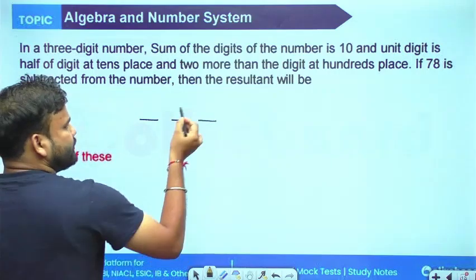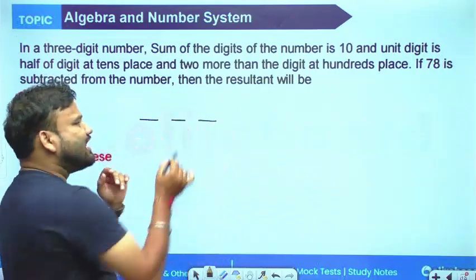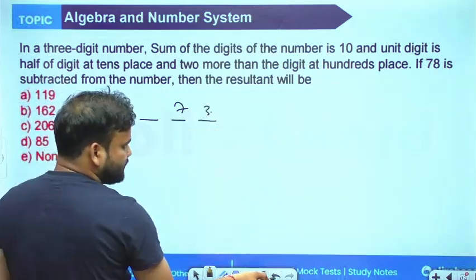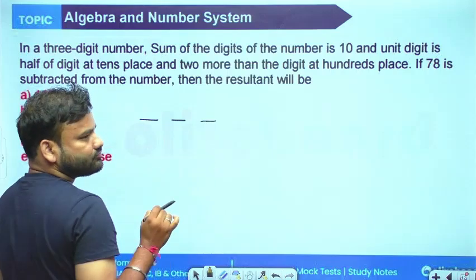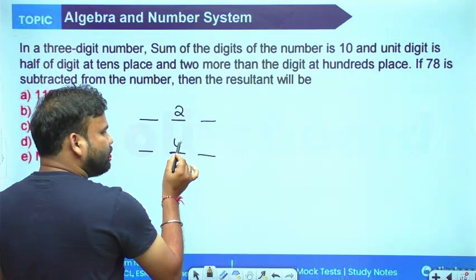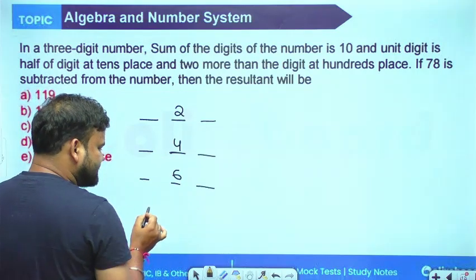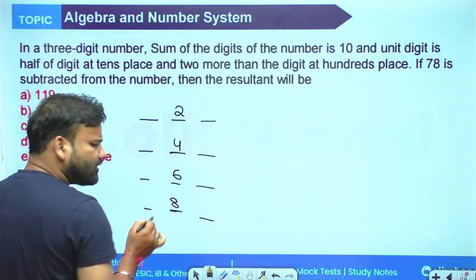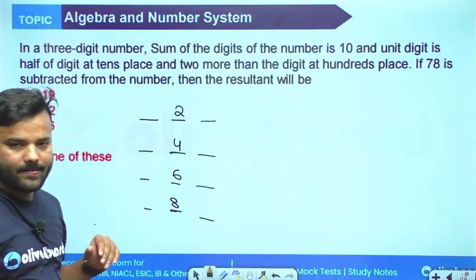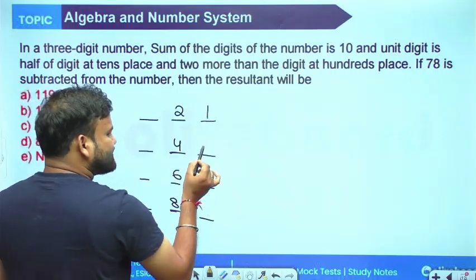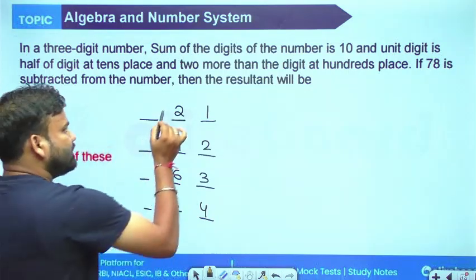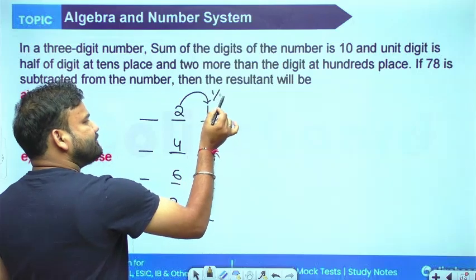The unit digit is half of the tens digit. So this can't be 7. Why? The unit digit can't be half of 7, that is, it can't be 3.5. So if this is half, there is a possibility of 2 over here, a possibility of 4, a possibility of 6, and a possibility of 8, because you can only make half of an even number. If this is 2, this can be 1, and so on. There is no such possibility. The unit digit is half, so I made the half everywhere.